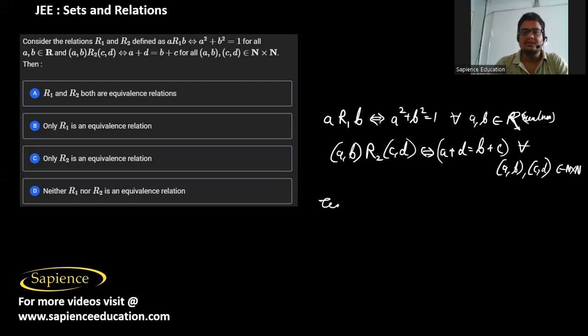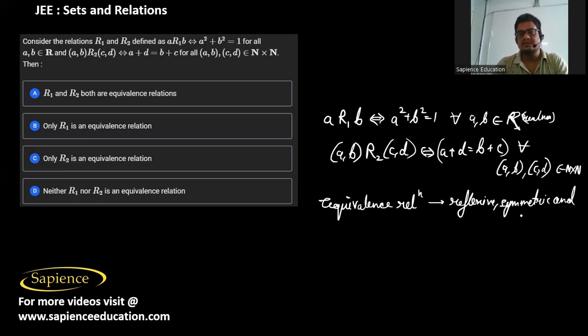Equivalence relation means it should be reflexive also, symmetric also, and transitive also. Equivalence relation means it should be reflexive, symmetric, and transitive.